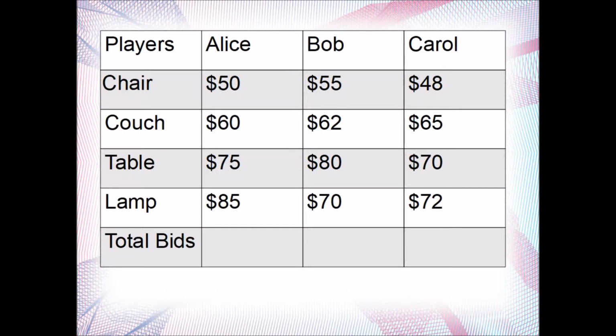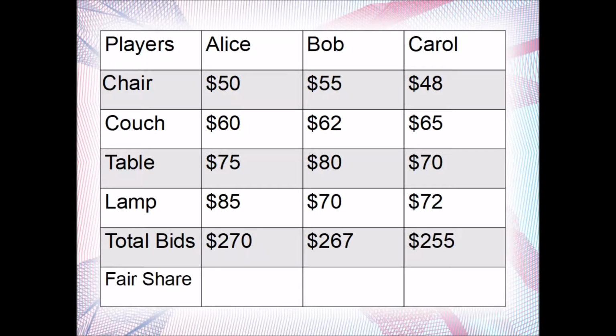The next row in the table here is labeled total bids. And I think that's pretty explanatory. It's basically the total value for everyone. We've done this before. So for Alice, we would just add up 50 plus 60 plus 75 plus 85. That's a grand total of 270. And we do the same thing for Bob. Add 55 plus 62 plus 80 plus 70. That's 267. And for Carol, we total up her column. So 48 plus 65 plus 70 plus 72 gives me a grand total of $255.